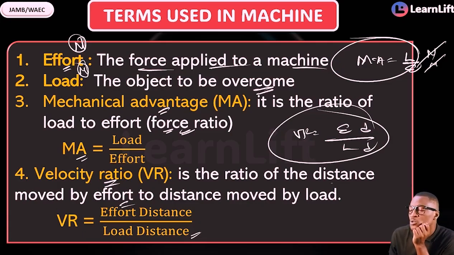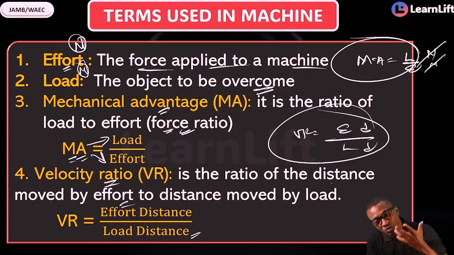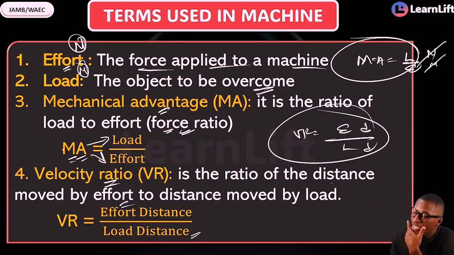What relationship between mechanical advantage and load? Mechanical advantage and load are directly proportional. What relationship between mechanical advantage and effort? They are inversely proportional. Please know that. It means that if mechanical advantage increases, load will increase. But if mechanical advantage increases, effort will decrease, because mechanical advantage is inversely proportional to effort, but mechanical advantage is proportional to load.